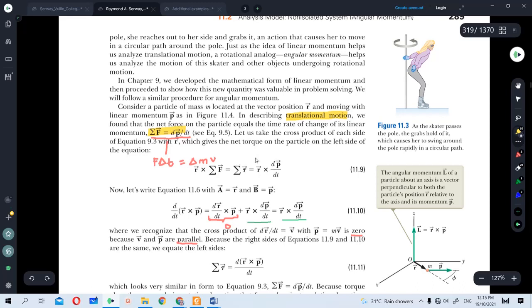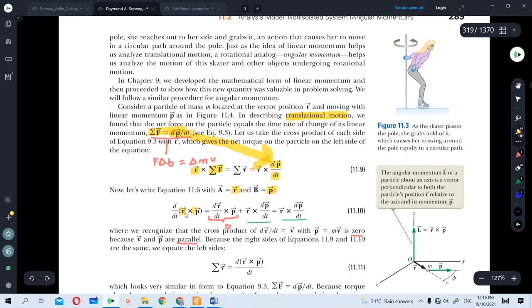Now, in the case of torque, to make sure that it has some relationship to this, let's look at this version. r times F, which is the torque itself, is therefore equivalent to r times delta p over delta t. By writing A as equivalent to r and B vector as equivalent to p, when we expand, we will get this version: dr over dt times p plus r times dp over dt.